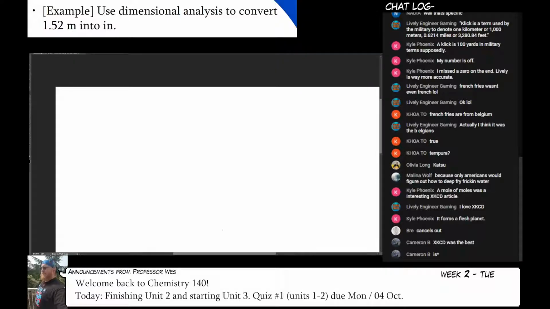Okay. So we're going to use dimensional analysis to convert 1.52 meters into inches. So first thing that we got to do is we need to find a conversion between meters and inches. And according to Google, 1 meter is 39.37 inches. And so we need to use that conversion in this problem somehow.